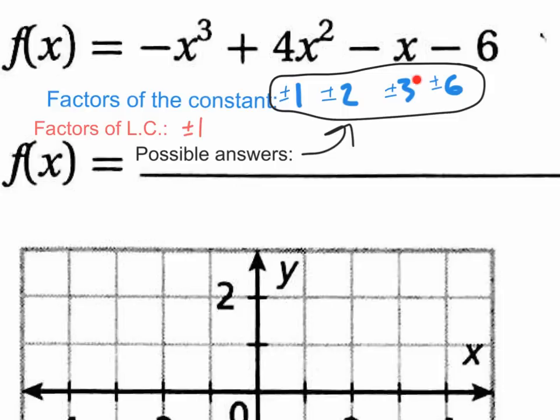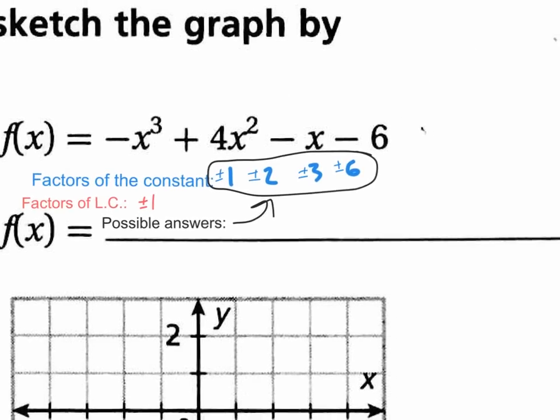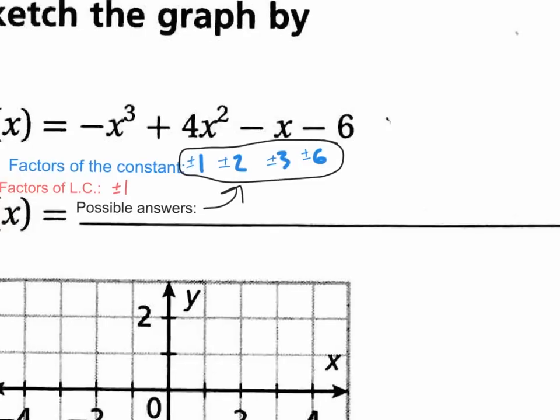2 over 1 is still 2. 3 over 1 is still 3. So that's the list. What we need to do now is just start guessing, right? Let's pick a number and see if it works. Let me zoom out and get some space up here at the top. I want to try the number 1, and I'm not sure if it's going to work. Let me try the number 1.